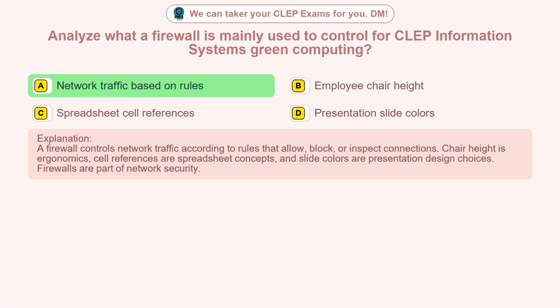A firewall controls network traffic according to rules that allow, block, or inspect connections. Chair height is ergonomics, cell references are spreadsheet concepts, and slide colors are presentation design choices. Firewalls are part of network security.